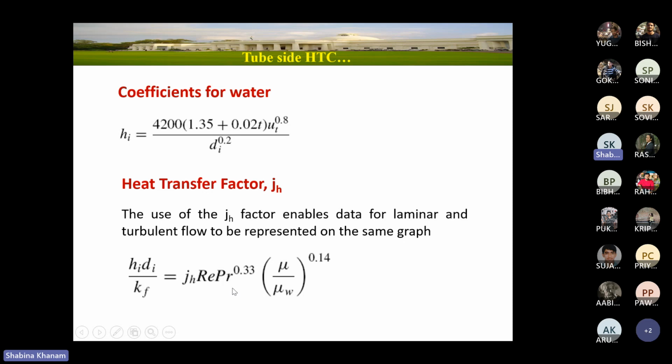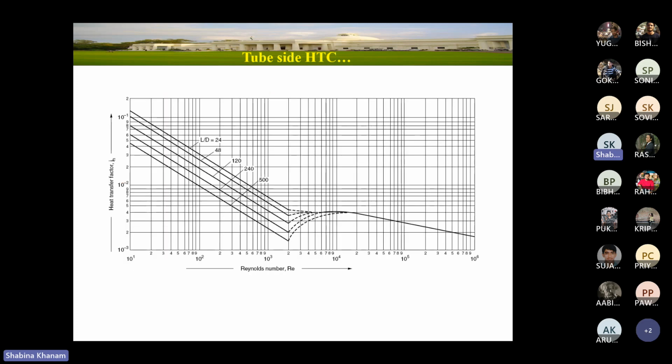Now if you are given water, you can use these equations also, but this equation is specifically designed for water, so it is recommended. Otherwise it's not like your design will be wrong, but you will get a more accurate design when you use this correlation for water. For other fluids you can use these equations with JH. In that way you can find the tube side heat transfer coefficient.